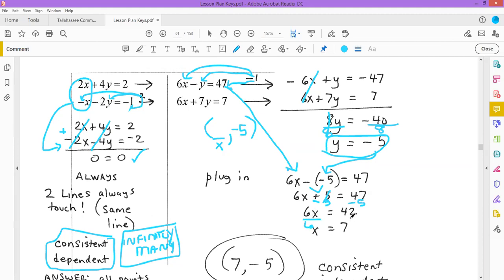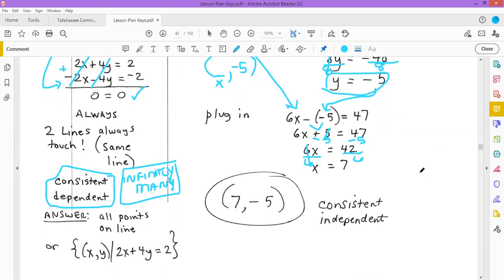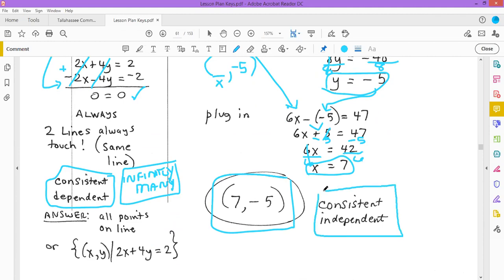We divide both sides of the equation by 6. The 6 will cancel on the left side, leaving x. And on the right side, 42 divided by 6 gives us our x-coordinate, which is 7. So our solution, that one solution we get, is (7, -5). And remember, we describe these types of graphs, when we have one solution, as being consistent and independent.